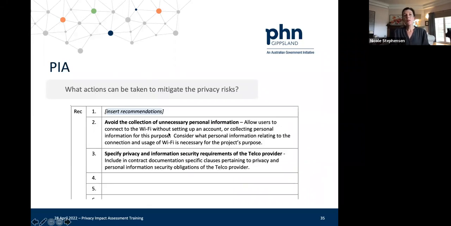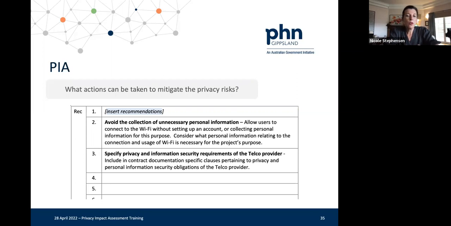So now then, once we've identified what our potential privacy risks are, we have an opportunity to really drag them through that level of assessment that I've just been doing around, okay, well, maybe there are alternatives or other options here that we can explore. So in terms of that first area of privacy concern around over collection of personal information, the recommendation would be that the project should avoid collecting unnecessary personal information. So is it possible to allow users to connect to the Wi-Fi without setting up an account or without collecting personal information for the purpose?